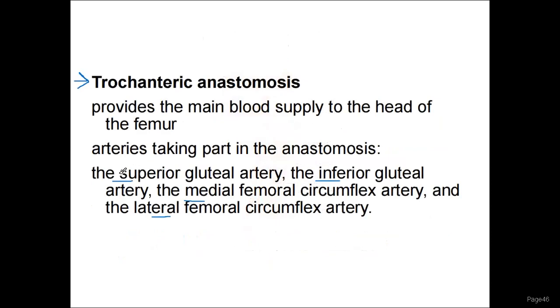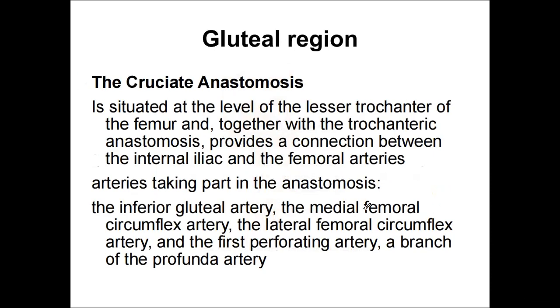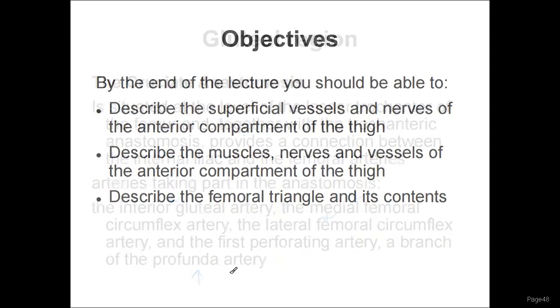vessel, which is this one. So for the cruciate, we remove the superior gluteal artery, and then the inferior gluteal artery is there, medial, lateral is there. Then we add the first perforating branch of the profunda femoris artery, right? So looking at that, we have the inferior gluteal artery, the medial femoral, the lateral femoral, right? Remember, we just deleted the superior gluteal, and now we are adding what? The first perforating artery, which is the branch of the profunda artery. Are we together, right? The branch of the femoral artery.